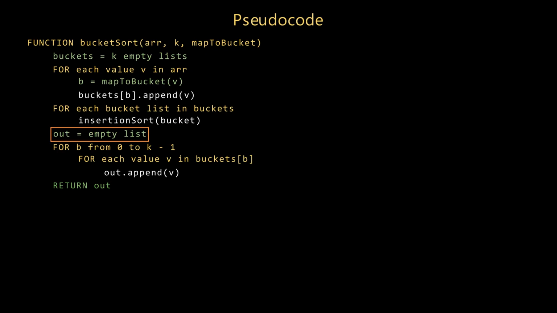Start an empty output list for gather. Walk buckets from 0 to k-1. Walk each value still in the current bucket. Append it to the output in order. Return the sorted output.